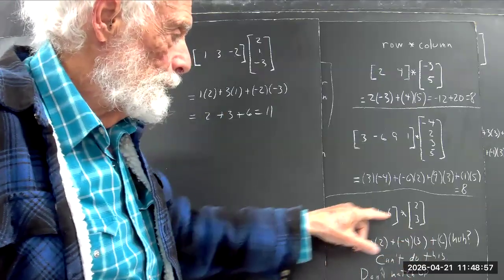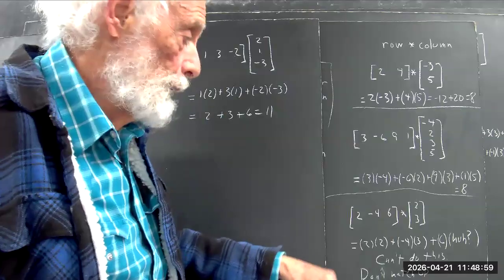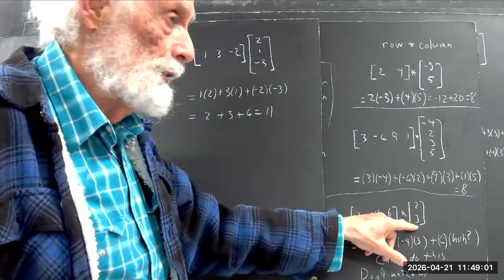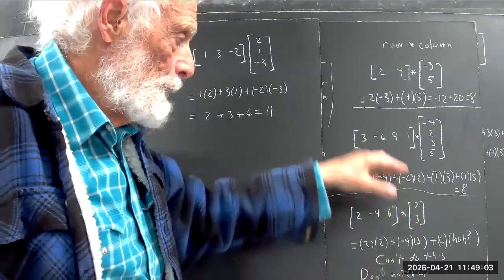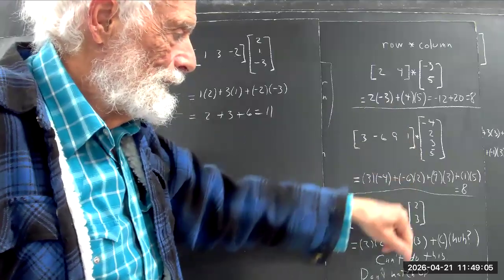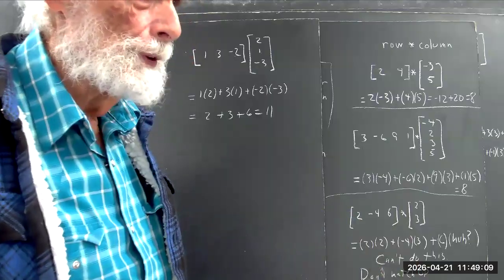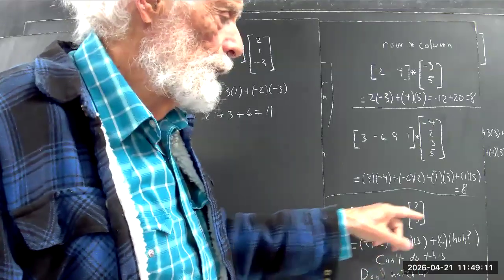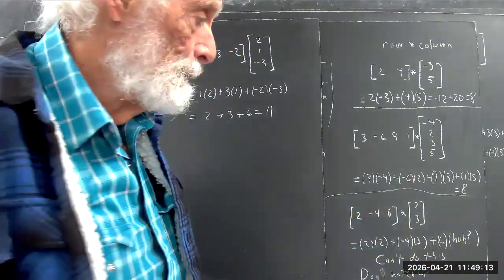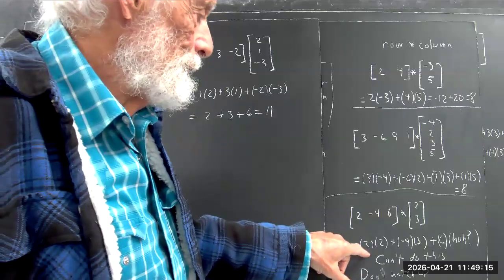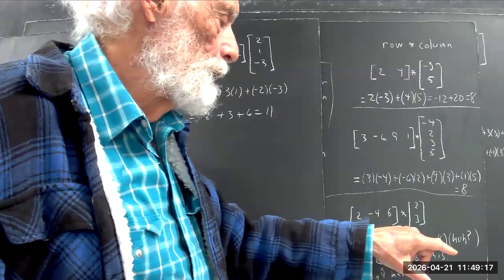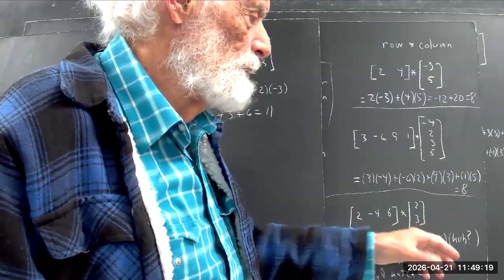Yeah, you got the first number times the first number, that's going to be fine. Second number times the second number, that's going to be fine. But my row has three numbers in it. The column only has two numbers in it. So I can't do the third number in the row by the third number in the column. Well, I wrote that out. 2 times 2 plus negative 4 times 3 plus 6 times, huh?